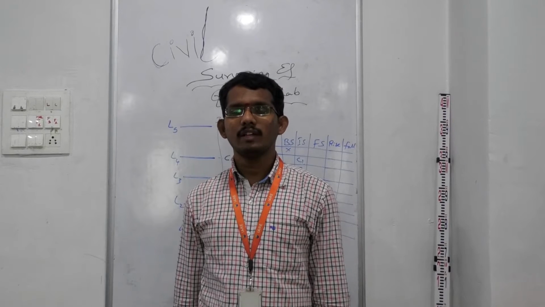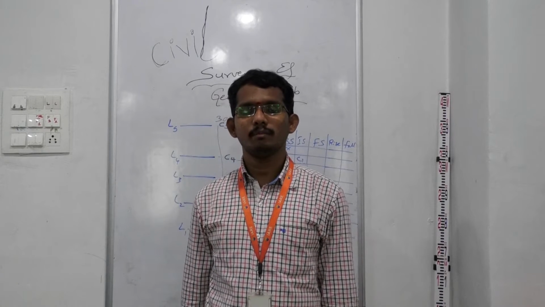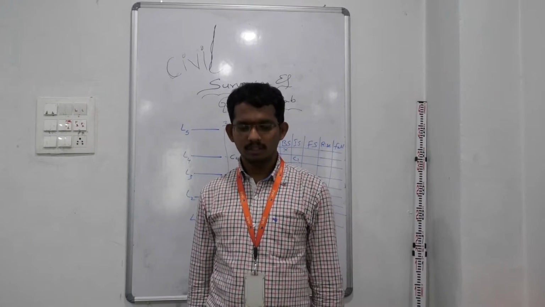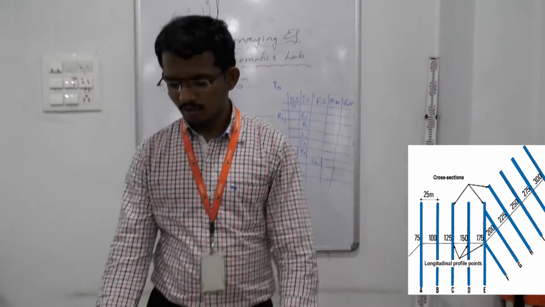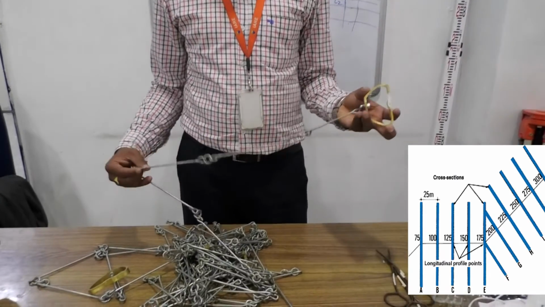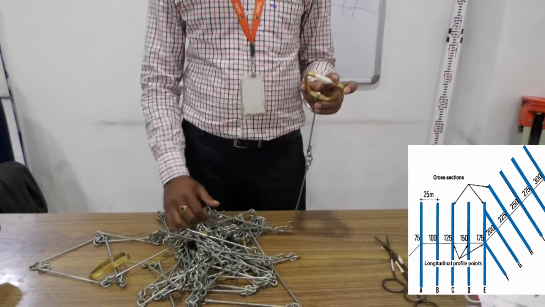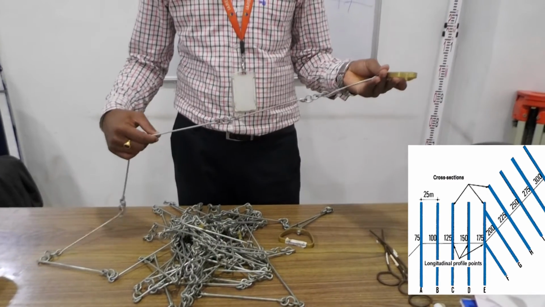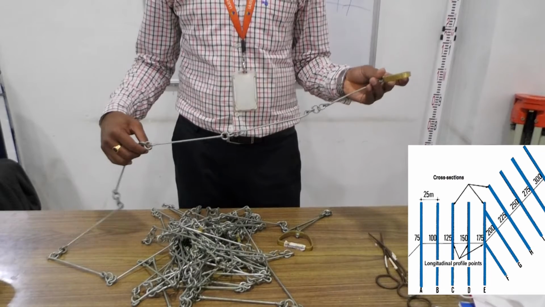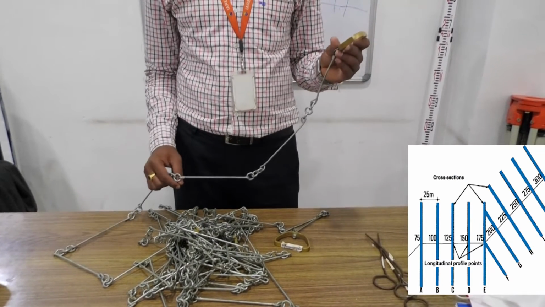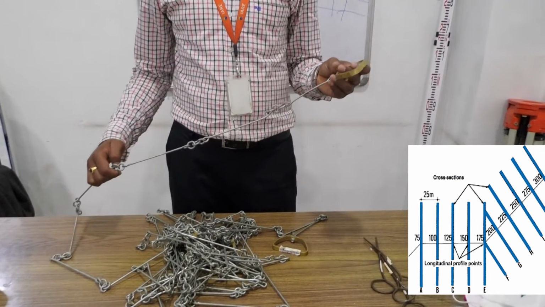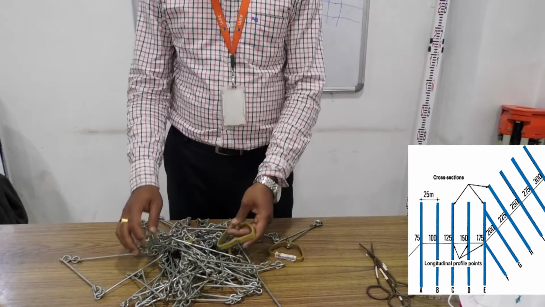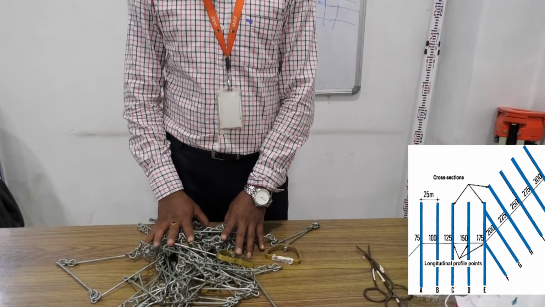And apparatus. The apparatus required for plotting reduced levels using the LS and CS method. See here, the main apparatus are surveying chains. We can take either a chain or a tape. These are 20 meter chains in our surveying lab. These are metric chains, and each chain has 100 links. With this chain, we measure a length of 20 meter or 30 meter as per the requirement. After measuring with the chain, we measure the longitudinal section and also the cross section. So first we measure the ground points with this surveying chain.